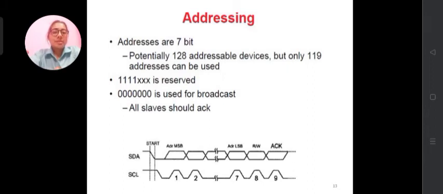Addresses are 7 bits, so potentially 128 addressable devices can connect to the I2C bus, but only 119 addresses can be used. 11111XX is reserved. 0000000 is used for broadcast. All slaves should acknowledge.